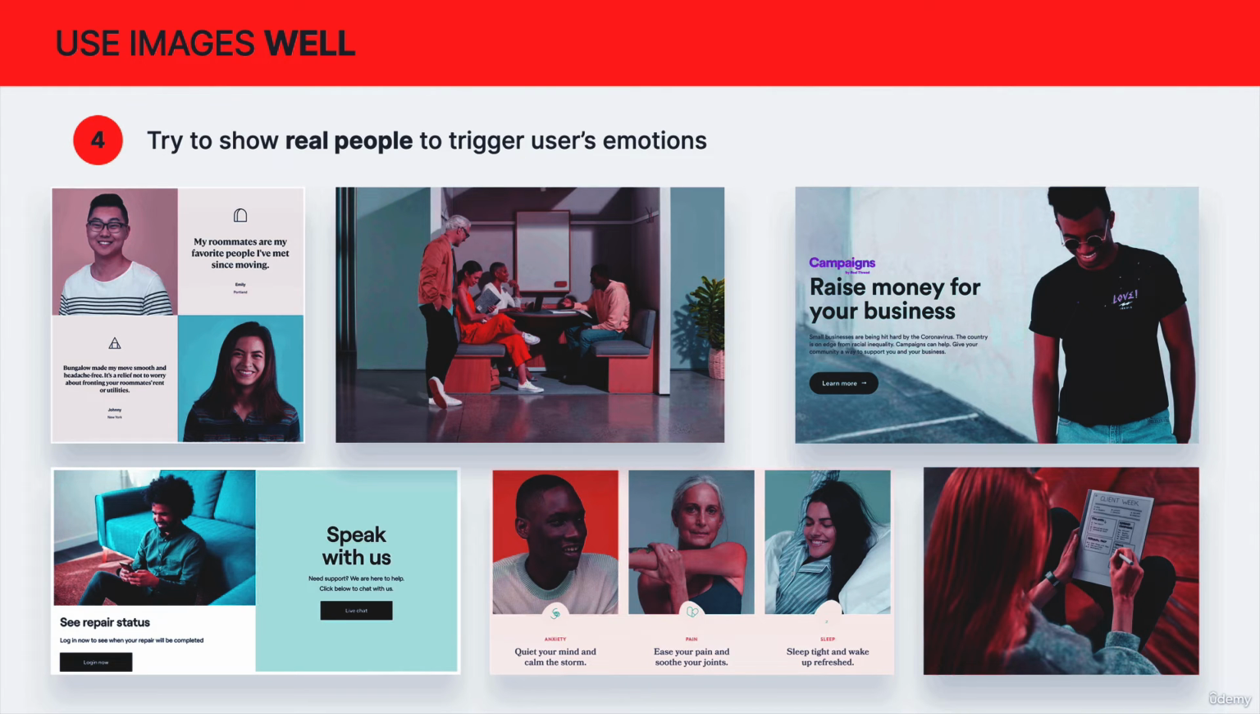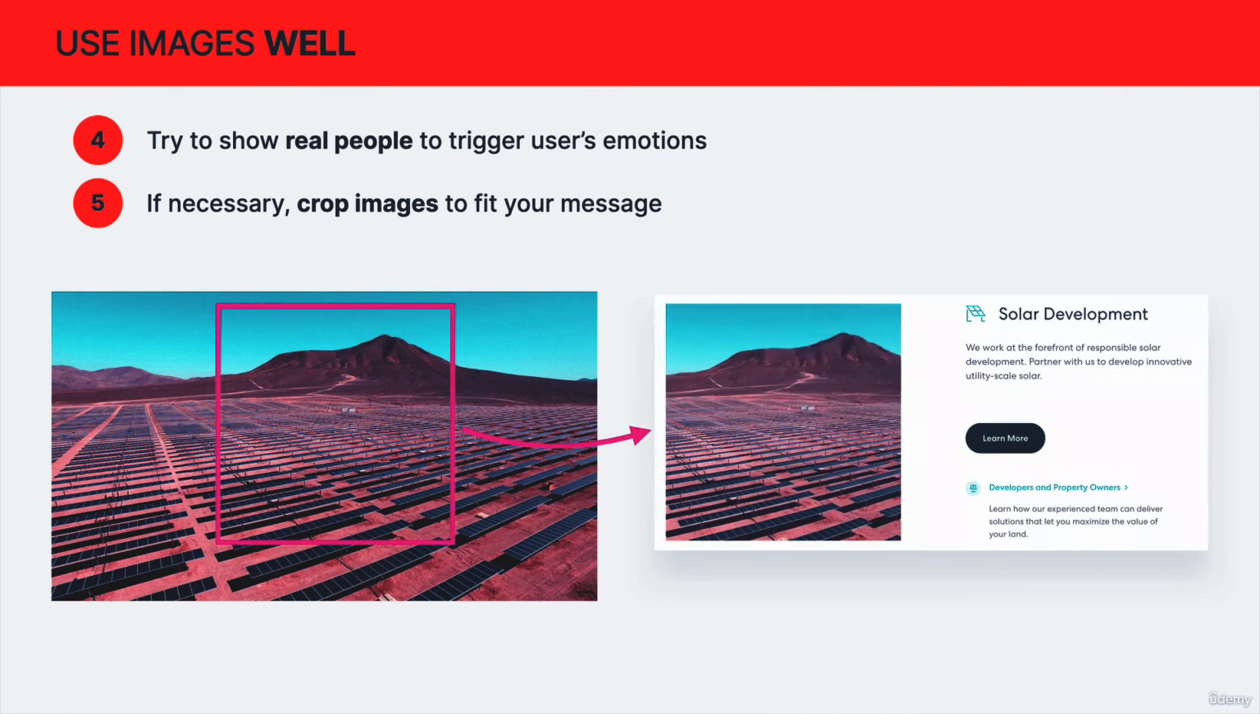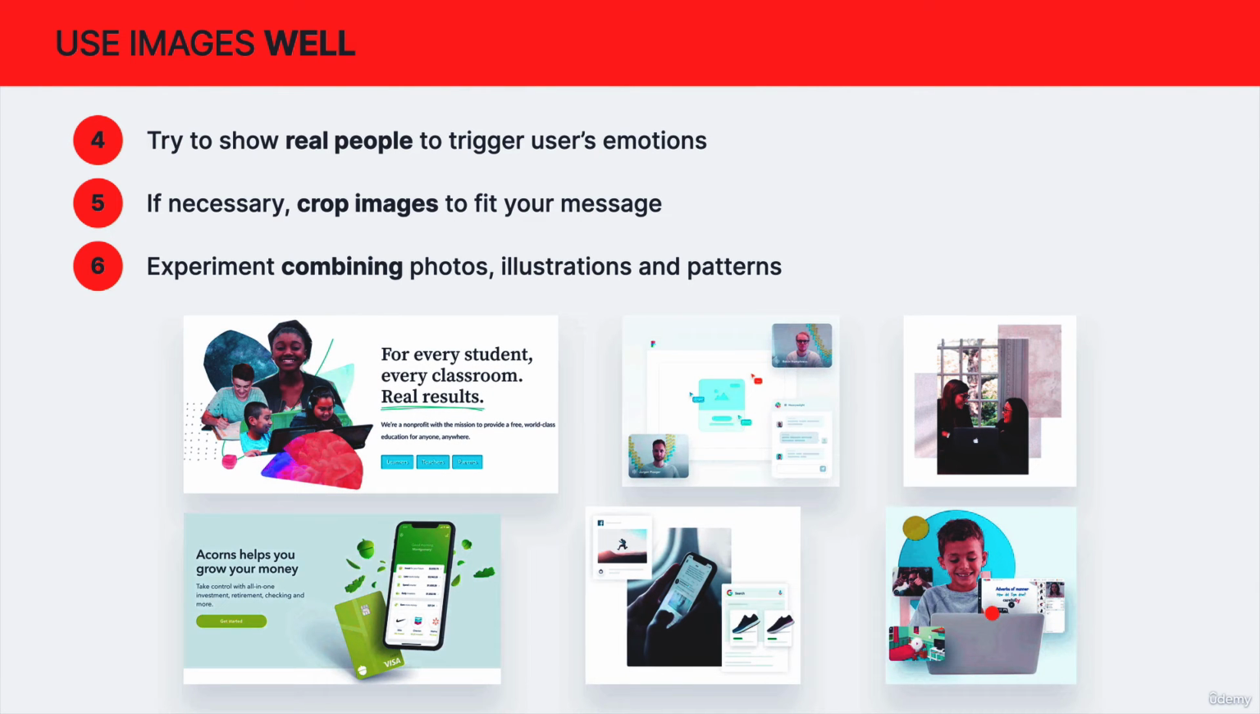Next up is something that many people overlook somehow, which is that you can very simply crop your images in order to fit your message. Like in this example that I showed you before, right, with the solar development here, the original image was actually this big, but it was way too big, and so I simply cropped out everything that I didn't need and just placed there what was interesting for me. Another thing that you can try out is to combine photos, illustrations, and patterns to create interesting detail and some interesting effects like these ones here.